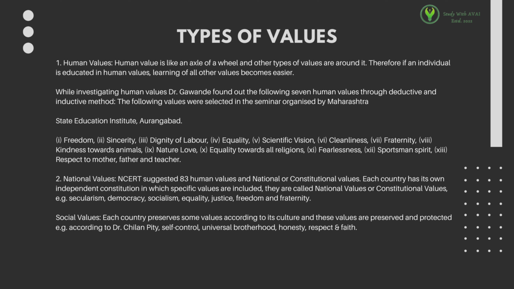2. National values. NCERT suggested human values and national or constitutional values. Each country has its own independent constitution in which specific values are included. They are called national values or constitutional values, e.g. secularism, democracy, socialism, equality, justice, freedom and fraternity. 3. Social values. Each country preserves some values according to its culture and these values are preserved and protected, e.g. according to Dr. Chilan Pitti, self-control, universal brotherhood, honesty, respect and faith.